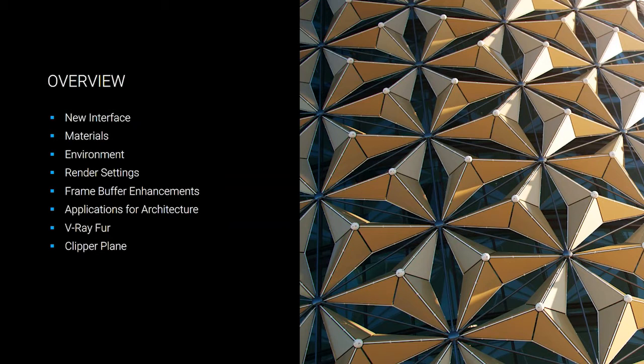Things like the frame buffer enhancements, and next we'll take all of that and see its applications with a simple architecture scene. And we'll complete our general overview of this version with things like V-Ray Fur and the Clipper plane. So please keep in mind as we go into this that these are only a sample of the new features, and there's much more that we may be unable to get to today.